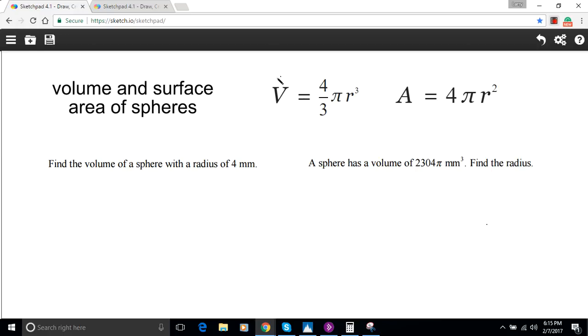This first problem says, find the volume of a sphere with the radius of 4 millimeters. The volume of a sphere formula is right here. It's 4/3 times pi times the radius cubed. And the cubed should be no surprise. This is a volume formula, and volume is cubic. So let's go ahead and plug these in. Volume equals 4/3 times pi times our radius, which is 4 millimeters, so 4 cubed.